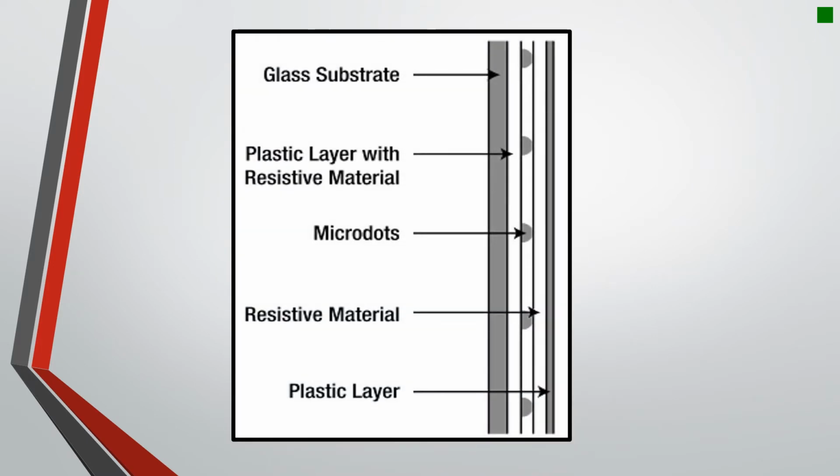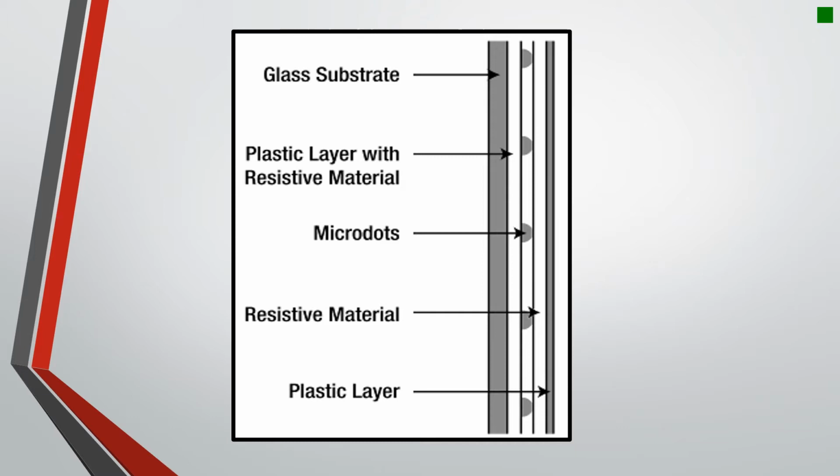In the following diagram, you can see the various layers that make up a resistive touchscreen. First of all, you have the glass substrate, which acts as the foundation upon which all the other layers of the touchscreen are built. Then you have the plastic layer with resistive material, which touches the other layer, which could be the conductive material layer or resistive material layer, depending on the touchscreen, of course, whenever you apply enough pressure. These two layers are then kept apart by the microdots, which are the spacers that we outlined earlier.